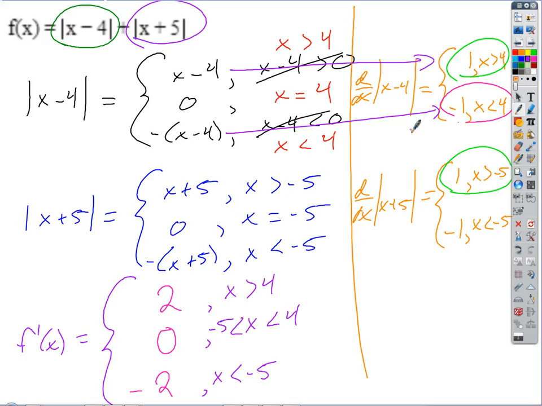As you do more and more of these, you probably can start skipping some steps. But technically, even if you skip that step, you're still doing it in your head at least, right? Okay, does that make sense?